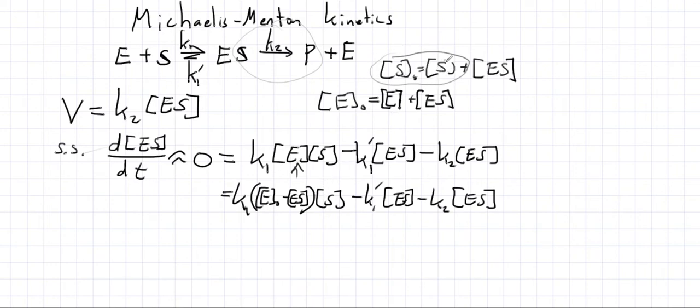Especially, normally we're going to be doing this as initial rates. And so initially, of course, the concentration of substrate is equal to the total concentration of substrate. Okay. All right, so we can solve this for the concentration of enzyme substrate complex. So first we have to gather all the enzyme substrate terms on one side.